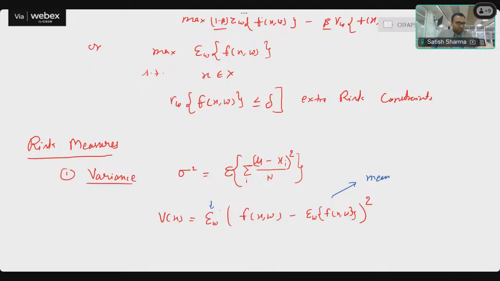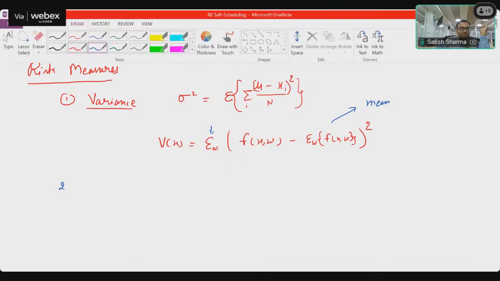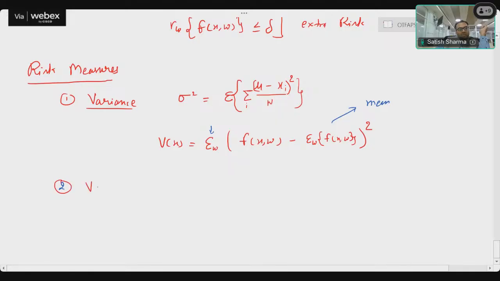So this is one way of doing it. Then there are other measures as well, like shortfall probability, which is the probability of profit being less than a predefined value. Another measure is expected shortfall: for a given probability, let's say 5% or 10%, what will be the shortage in the profit. Those are the other measures, but the third very popular measure is value at risk.